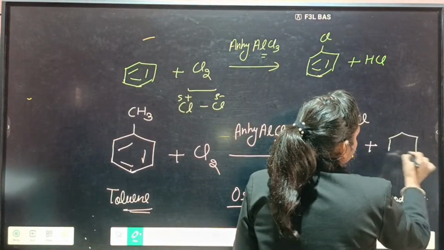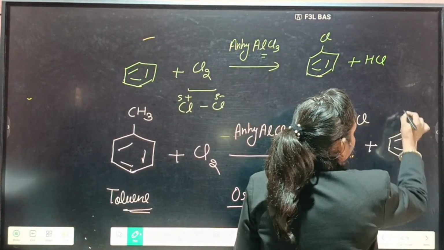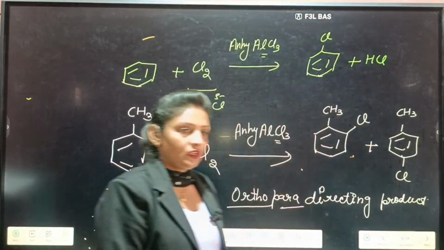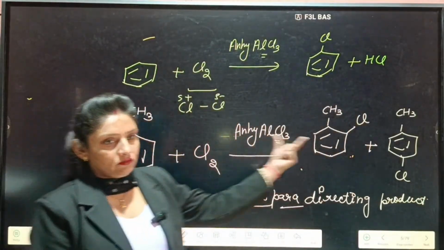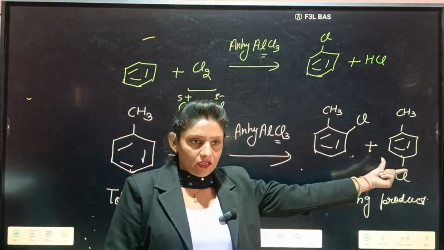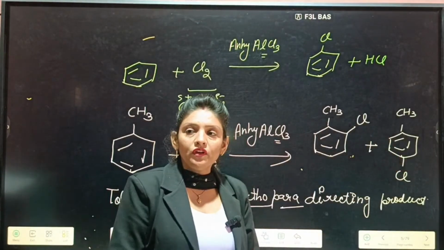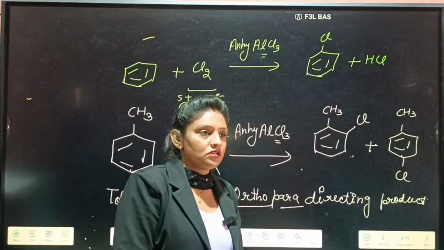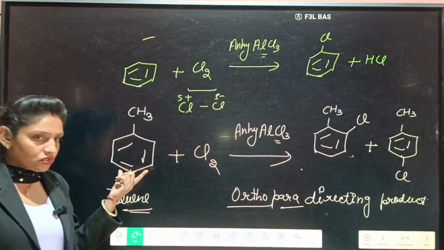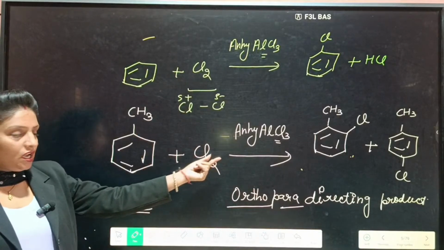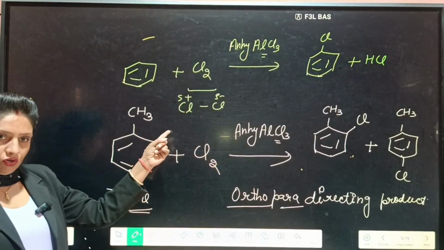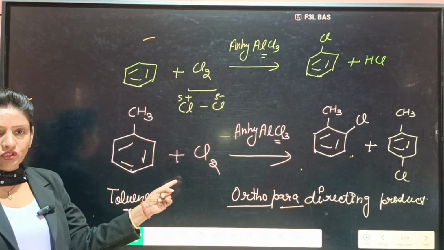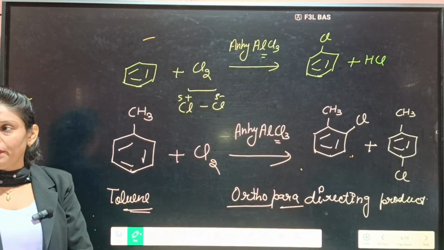Para is the 1-4 position. You will get a mixture of ortho and para. You will not get meta. Why is it? I will tell. Here students, this chloronium ion, either you will attach to ortho or you will attach to para. You will not attach at the 3 position. You will not get the meta product.